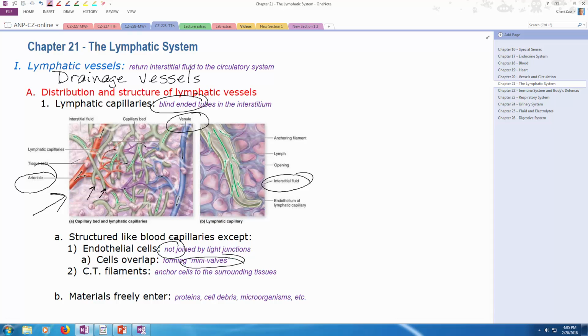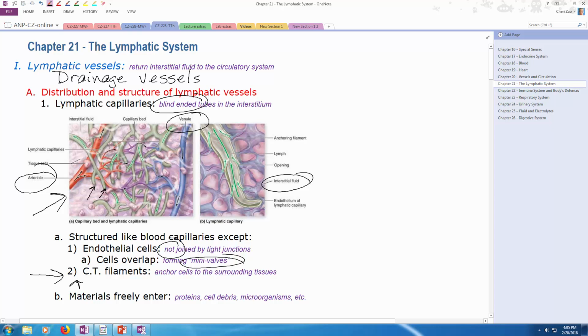And attached to the flappy portion of that endothelial cell that's overlapping are these connective tissue filaments. So they are going to anchor that flap that's overlapping to surrounding cells. So they'll have a little line, a CT thread going to them, and when we get swelling, we're going to get increased fluid in that space, and it's going to pull on that little thread, and it's going to open up that flap, and that's going to be what allows the lymph to actually enter into that area.